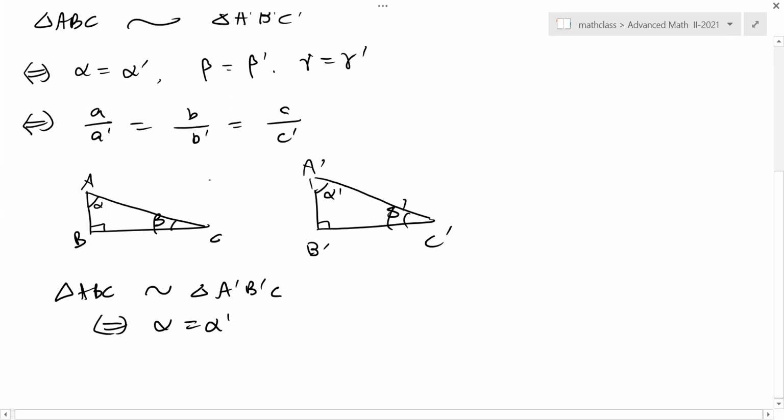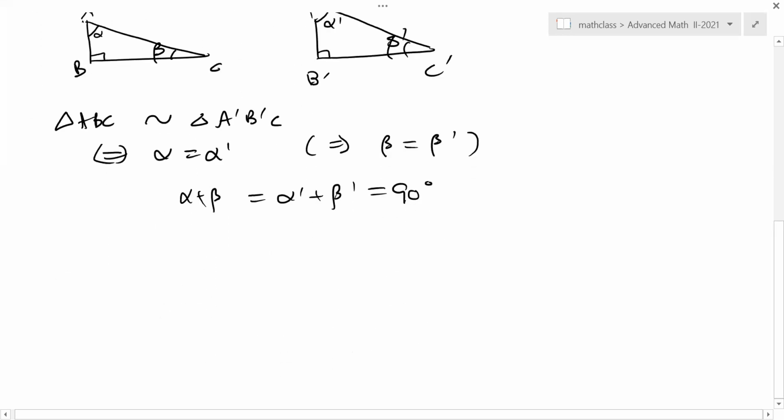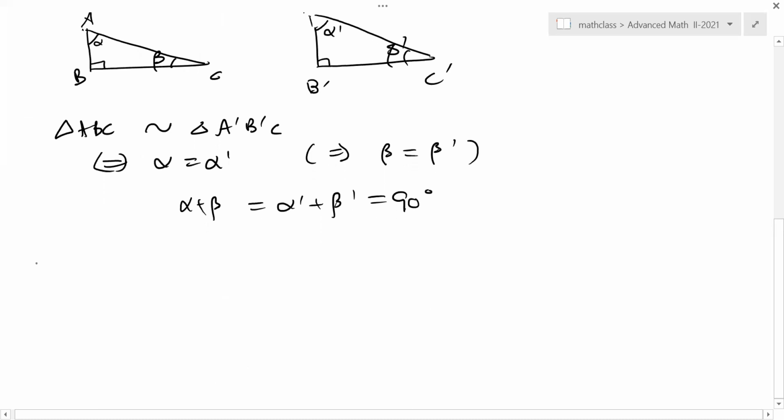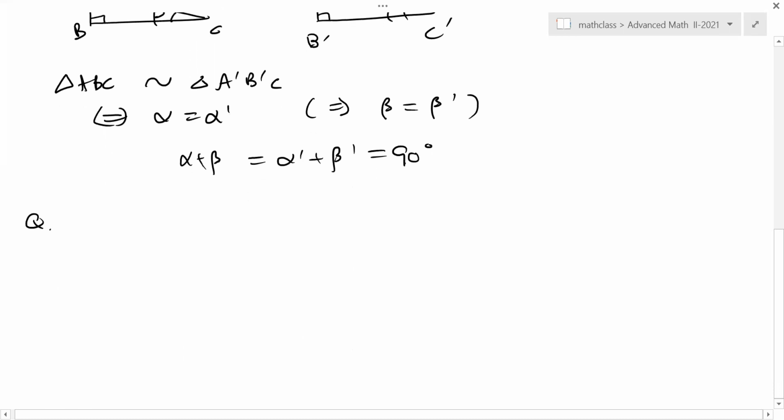You just look at the corresponding angles at A or A prime. So this automatically implies beta equals beta prime. The reason is alpha plus beta equals alpha prime plus beta prime equals 90 degrees. It's fixed. So if alpha is determined, then beta will be determined automatically. So for the right triangles, if we want to check whether there's similarity, just look at the angles. One pair of the angles, that's enough.